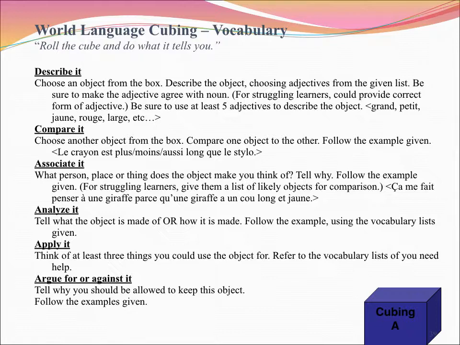Cubing is just a method where you see, down at the bottom, the actual physical cube, and every cube has a different side to it. Now I want you to notice, first of all, we've got describe it, compare it, associate it, analyze it, apply it, argue for or against it. So the levels of thinking, I want you to look for that across the cubes. Then I want to look at the degree to which something is concrete versus abstract, and the level of scaffolding or supports that are built in. So take a look at this set of tasks that would be placed on a cube.